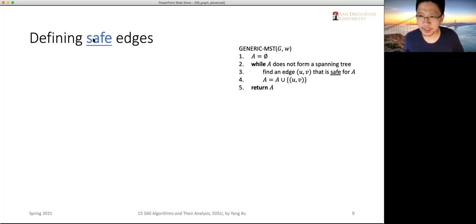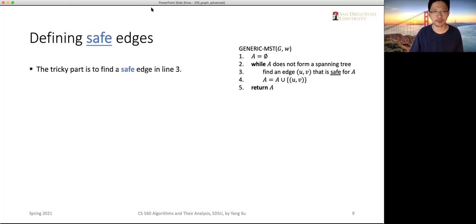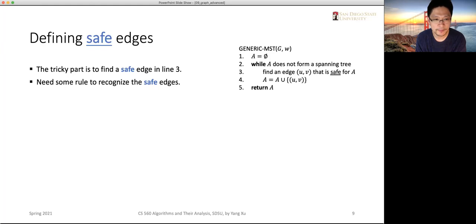Let's take a step further to define what a safe edge is, if we want to make sure that the set A that we are growing will always remain a subset of some minimal spanning tree. We need to make an operational definition of what a so-called safe edge is, and that is actually the tricky part. Let's make some further rules to recognize the so-called safe edges. We will define a bunch of operations, ideas and concepts.